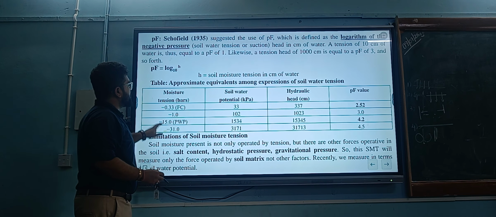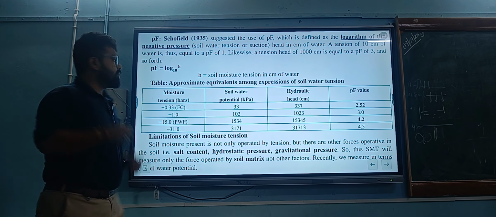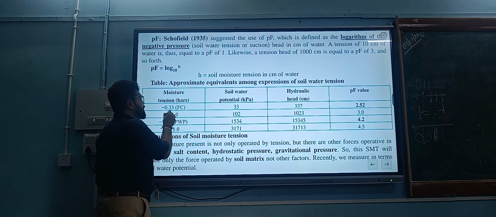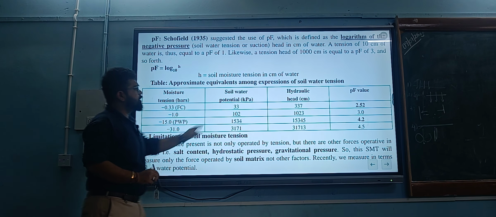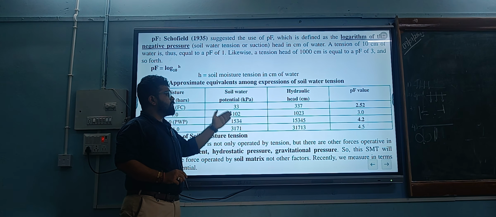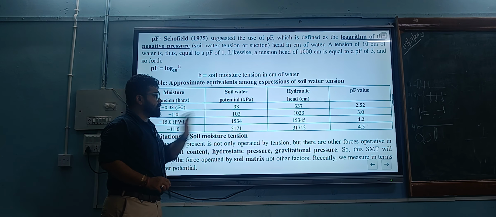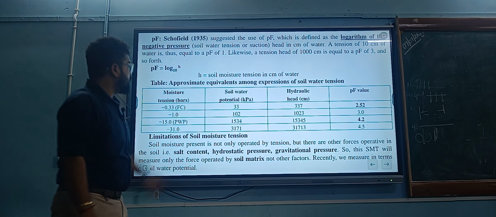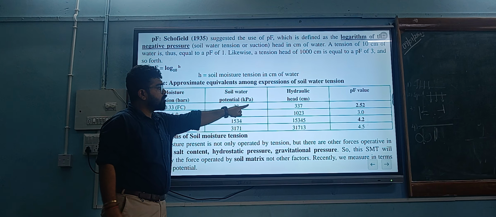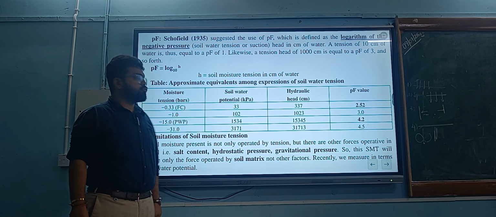So there are certain standard conditions: field capacity, permanent wilting point. We'll discuss this in the next class. But here, the soil moisture tension at field capacity is minus 33 kilopascal, and at permanent wilting point minus 1500 kilopascal, roughly. If that is expressed in kilopascals, the values are large, but when I take it in the logarithm term, minus log of 337, it is equal to 2.52.